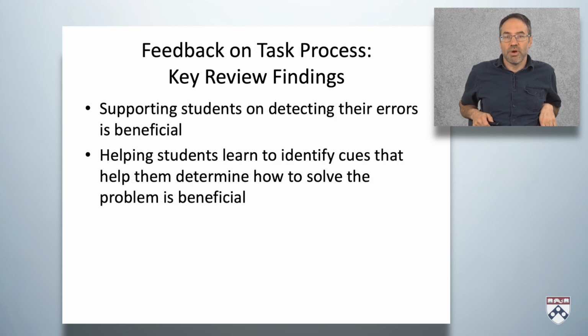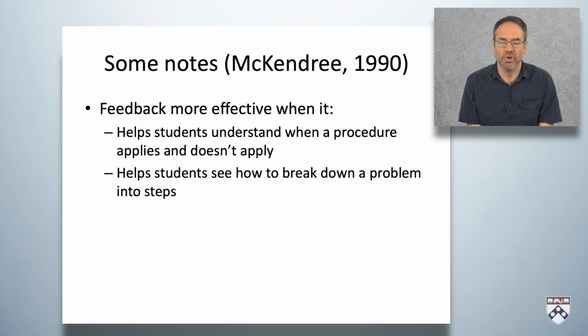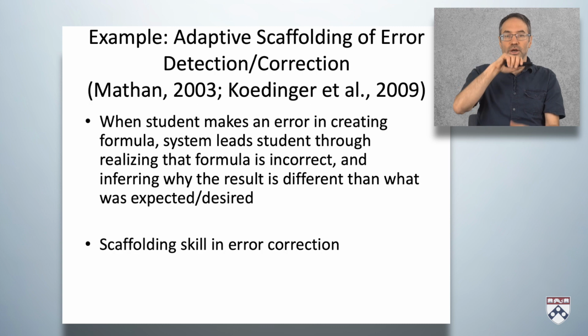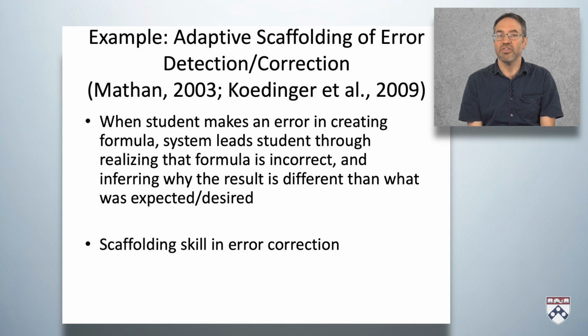How about feedback on task process? They find across the literature that supporting students on detecting their errors is beneficial, and that helping students learn to identify cues that help them to determine how to solve the problem is also beneficial. A few notes from Jean McKendree's work. She found that feedback was more effective when it helps students understand when a procedure applies and when it doesn't apply, and when it helps students see how to break down a problem into steps. And an example of this is seen in the adaptive scaffolding of error detection or correction seen in Santosh Mathan's work.